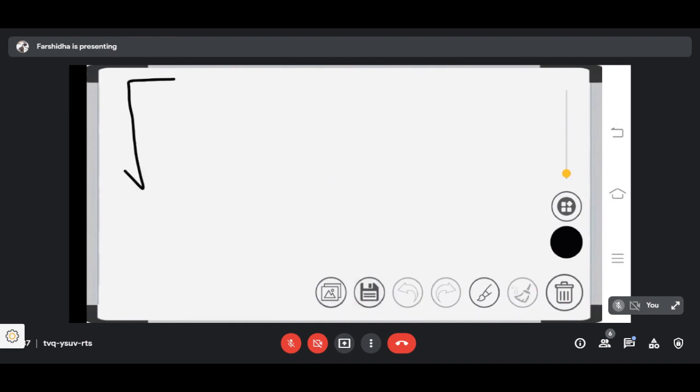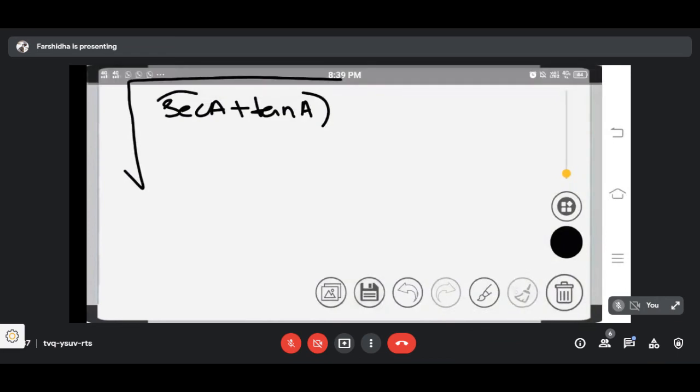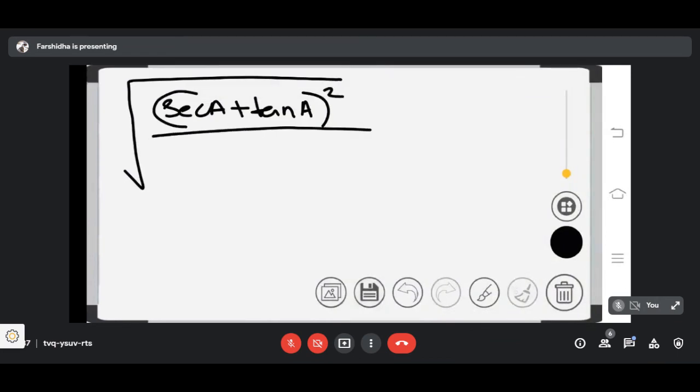So it will be root of, don't cancel the root, so it will be (sec A plus tan A) whole square divided by a square minus b square form. A is sec, B is tan, so that will be sec square A minus tan square A. See, this is in the form of a square minus b square. This is your next step.